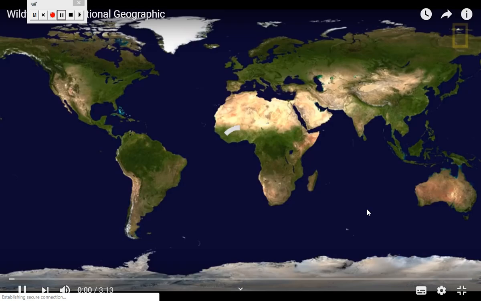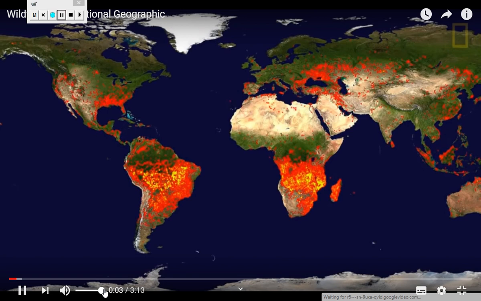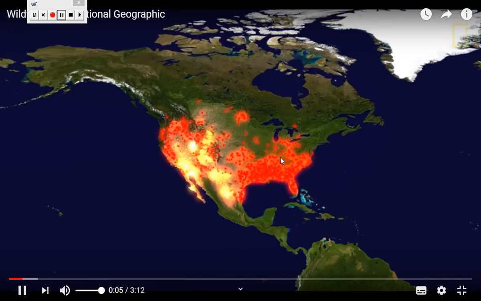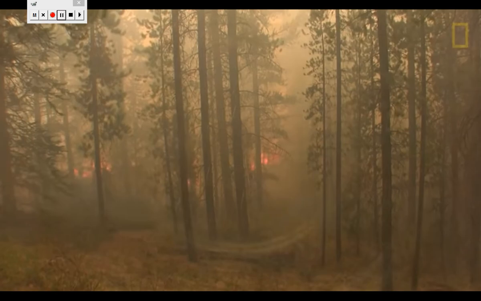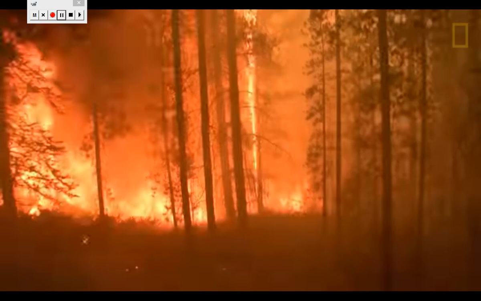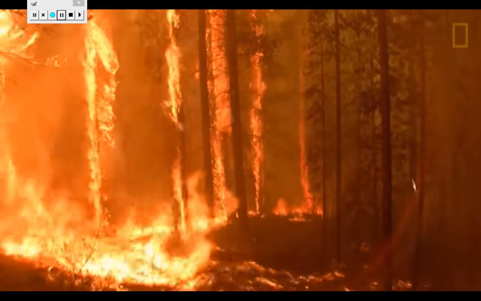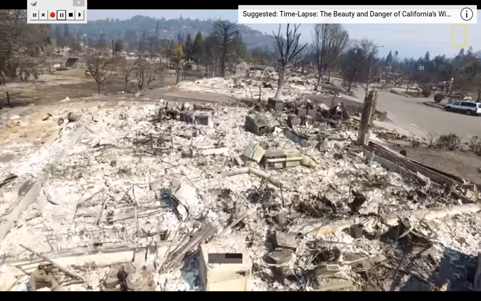On average, wildfires burn up to 5 million acres of land in the United States each year. While they can start naturally, wildfires are often caused by humans, with devastating consequences.